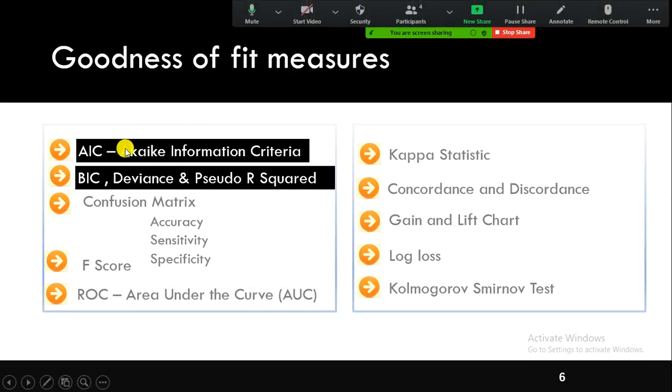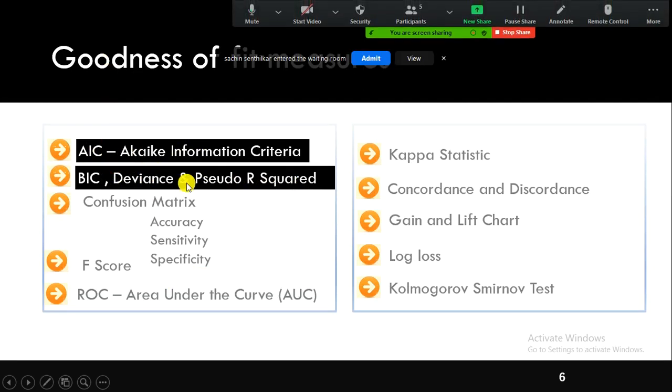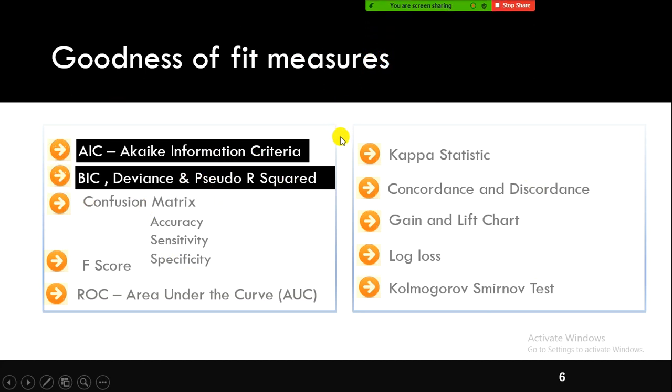So, like I said, we will be taking a look at what is AIC, BIC, deviance, and pseudo R square, and also the confusion matrix. We'll try to cover as many metrics as possible in today's session. In case I cannot cover everything today, we will continue tomorrow.